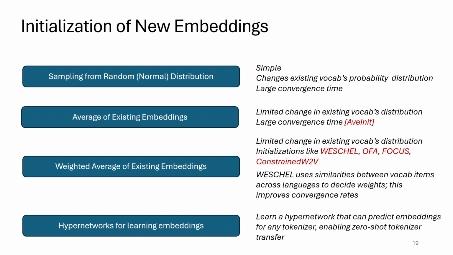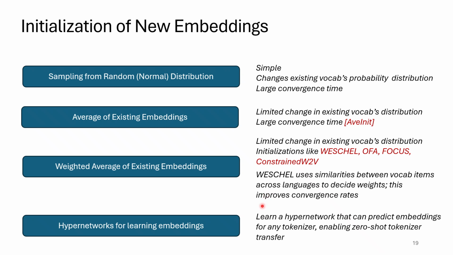But if you could smartly initialize the new embeddings, for example for tokens which are similar to tokens in the existing vocabulary, that can help improve the convergence time. There are a bunch of methods which do this by doing a weighted average of the existing embeddings, so the more similar embeddings have higher weights and so on. And a bunch of these methods essentially can help to reduce the convergence time.